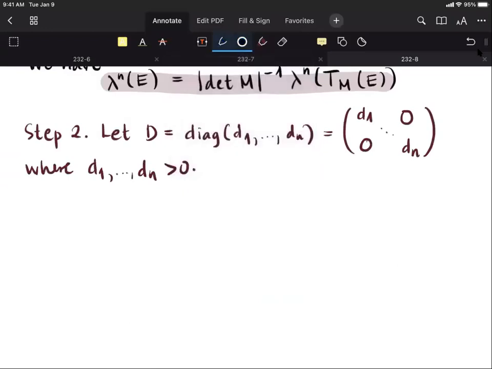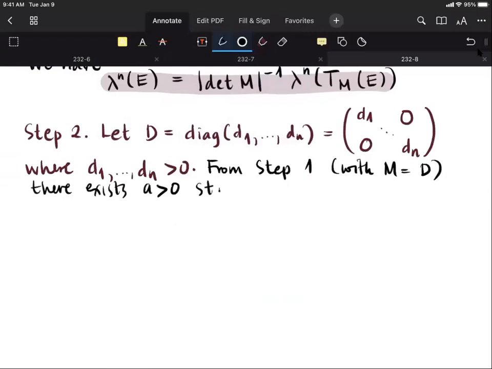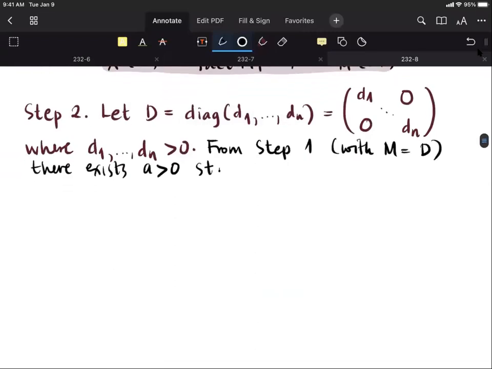So the entries of your diagonal matrix are positive. Okay, so from step 1, of course, with M equal to D, since D has positive diagonal entries, it is invertible. So from step 1, there exists an A positive such that D star, this image measure, is equal to A lambda n.